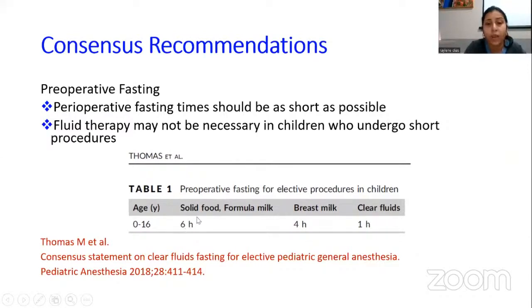For solid foods or for formula milk, this is not changed. It is still 6 hours. For breast milk also, it is 4 hours. There's no change in this. But for clear fluids, the consensus has now come down from 2 hours to 1 hour, so you can give clear fluids up to 1 hour just prior to your procedure. In fact, we know now that clear fluids take as short as 30 minutes for gastric emptying, and if you give a carbohydrate rich fluid, this gastric emptying time is even shorter.